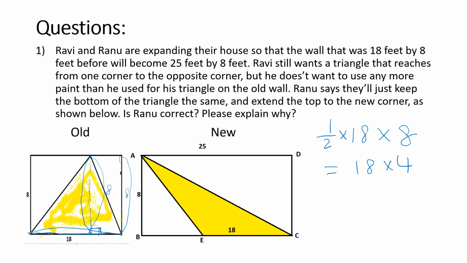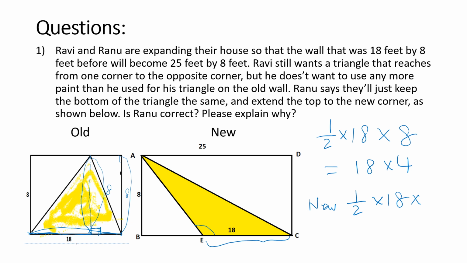So now we look at the new design. They still have the base as 18. We want to calculate the area, whether the two areas are the same. If they're the same, they'll use the same paint. For the new one, we have 1/2 multiplied by the base, which is 18. And now what is the height of the new triangle?